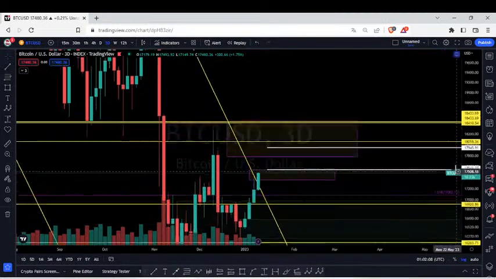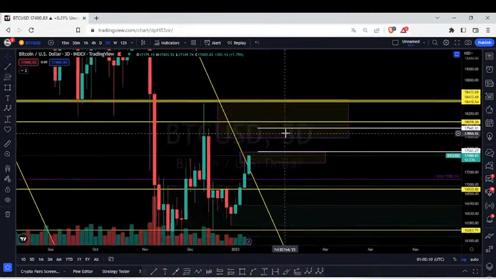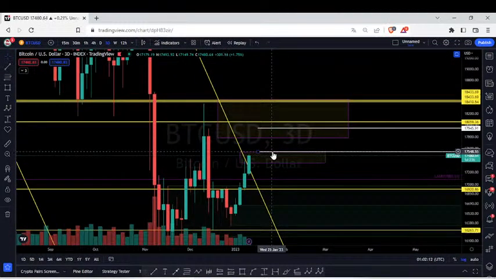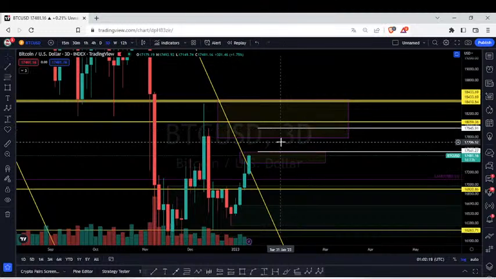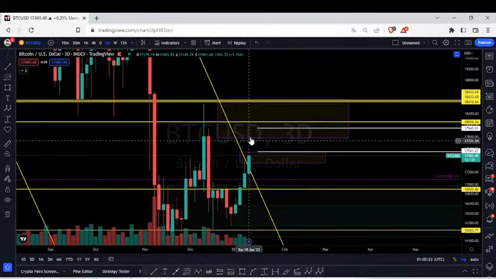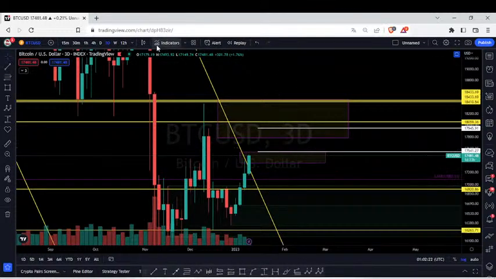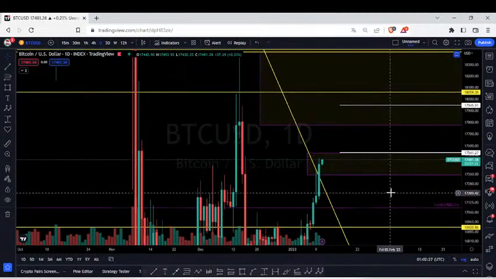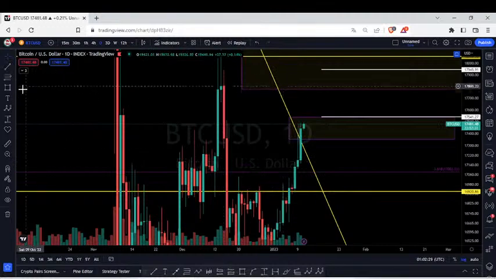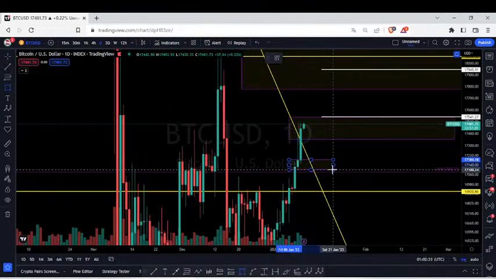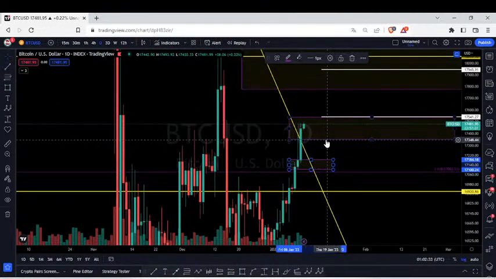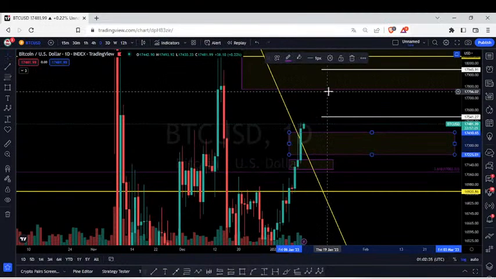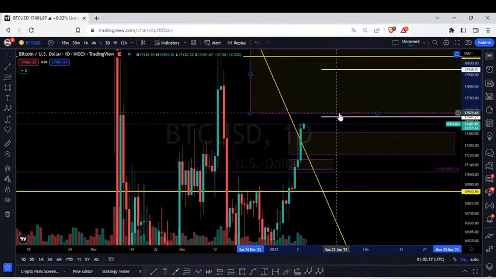Okay, so my immediate targets were about 17.5, which is still kind of playing out, still hasn't reached there yet, and then 17.9. Now what happens after that, we'll just have to watch, but most likely it's pushing up to liquidate all the early shorters, which have been kind of starting here, then they moved up a little bit more, and the next one will be around about this area.